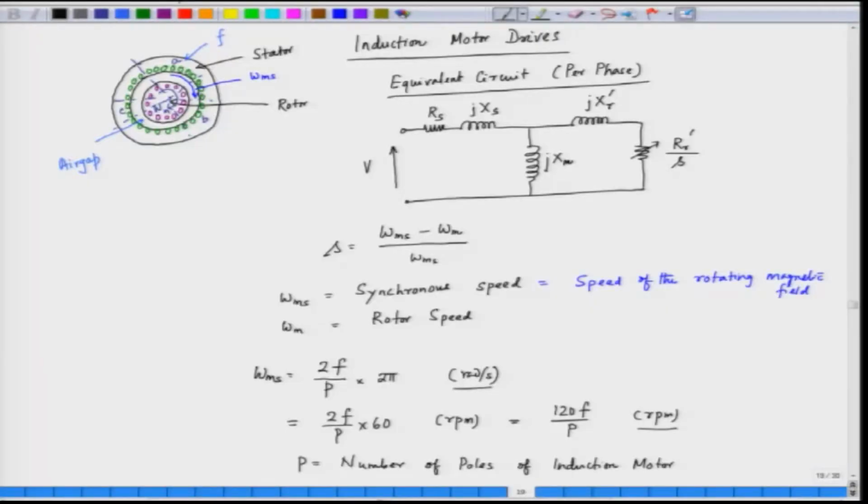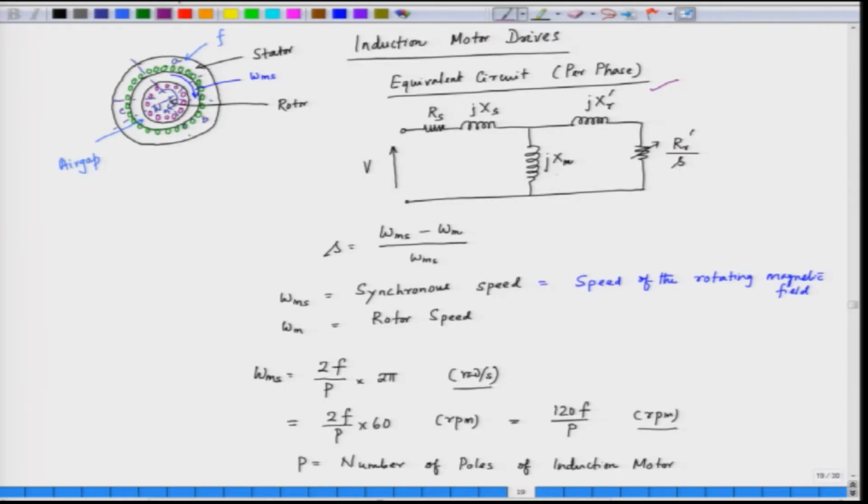Since we have A, B and C, we have 3 different phases. When you apply a 3 phase voltage, the magnetic field rotates from A to B to C, and the speed of that is given by 2 f by p into 2 pi in radian per second, or 120 f by p in rpm. Now, let us redraw the equivalent circuit. We have already seen that this is the per phase equivalent circuit. Although we have 3 phase, we can draw it per phase, which is sufficient to do the calculation.